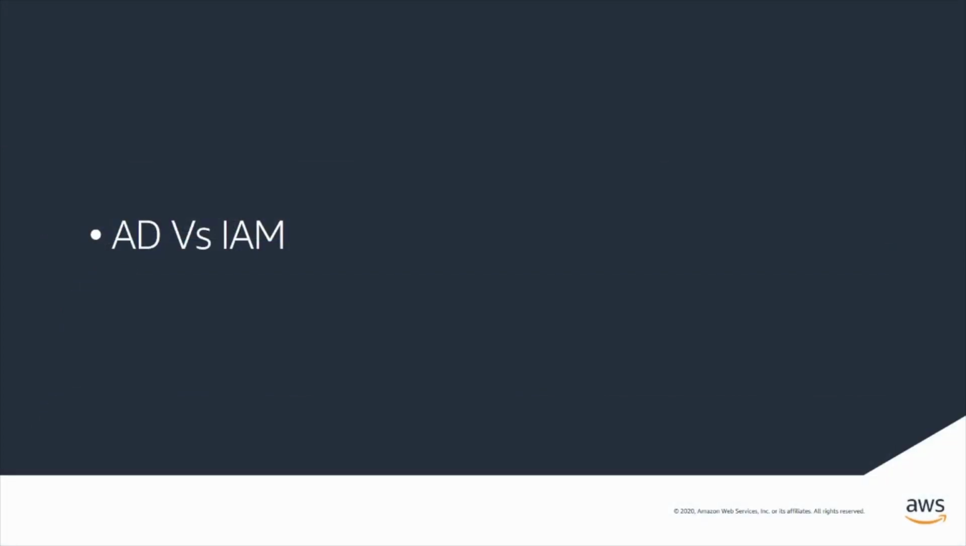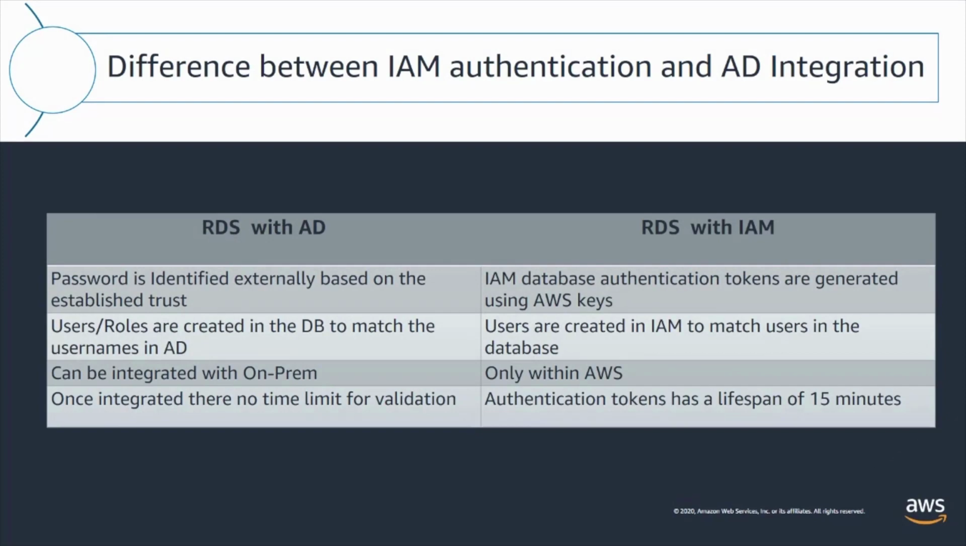Now let's quickly compare how RDS Oracle integration with managed AD for AWS Directory Service and IAM differs in the way it works. With RDS database user authentication with managed AD, passwords are identified externally, whereas when it is integrated with IAM, STS tokens are generated and used to connect to the database. With RDS and AD, users would have to be created in the database, while in the case of RDS and IAM, users could be used to connect to the database as long as roles and policies are defined appropriately.